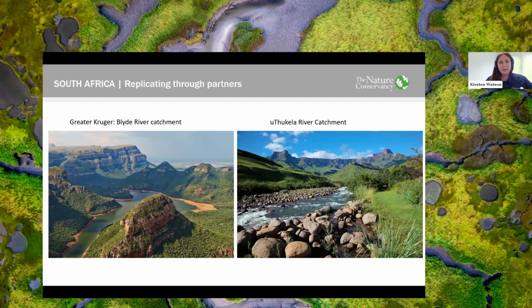And lastly, we're replicating this through partners elsewhere in South Africa. So the Kruger to Canyons Biosphere Reserve is leading the Greater Kruger Water Fund, and Wild Trust is leading the Utikela Water Fund. And they are both in the feasibility phase, moving into the implementation phase. And this just shows that if you can get the structures right, they can be replicable in other areas.